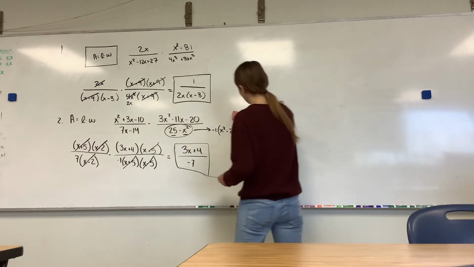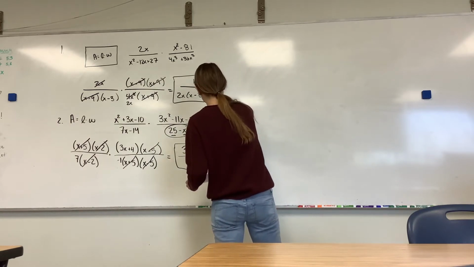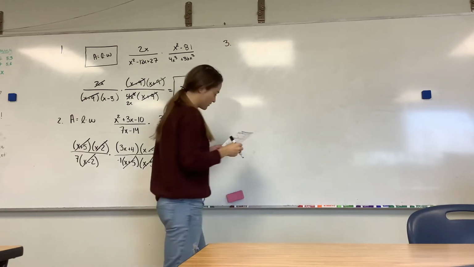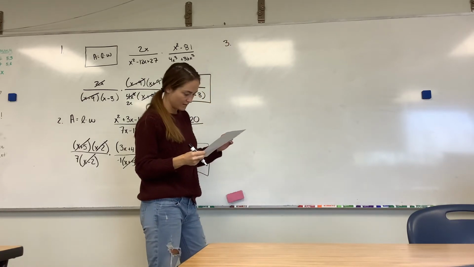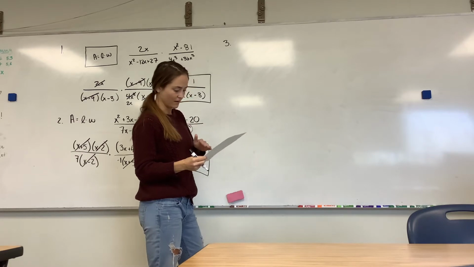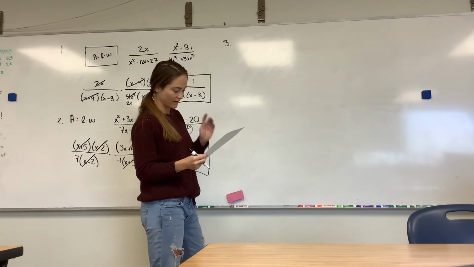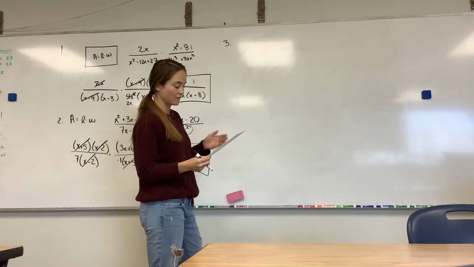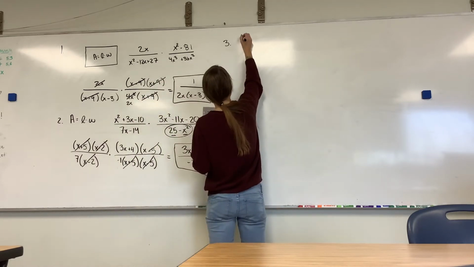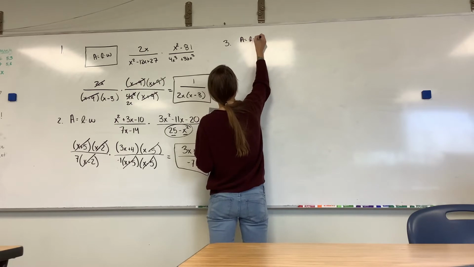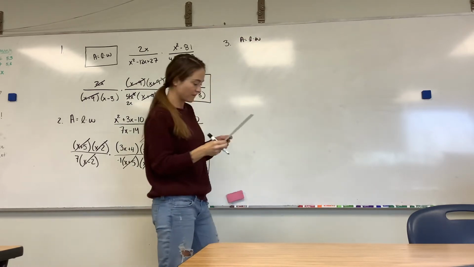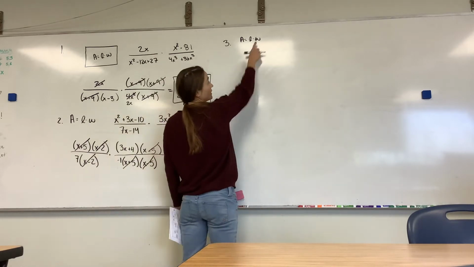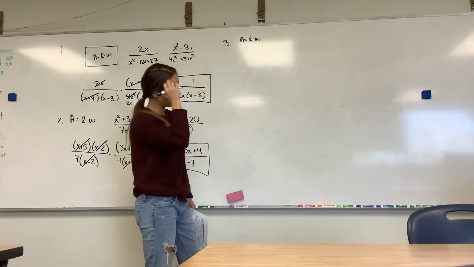Okay, number 3. Number 3 says if the area is, and then it gives you an expression, and the length, and it gives you an expression, find an expression to represent the width. Okay, so if we know area is length times width, and we're given area, and we're given length, and we're trying to solve for width, what we need to do is solve for width in this expression.